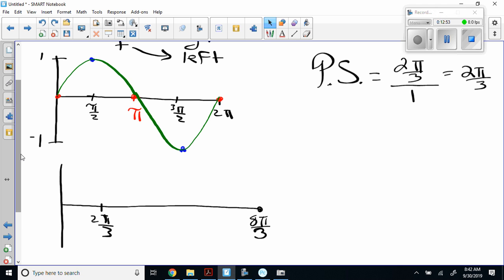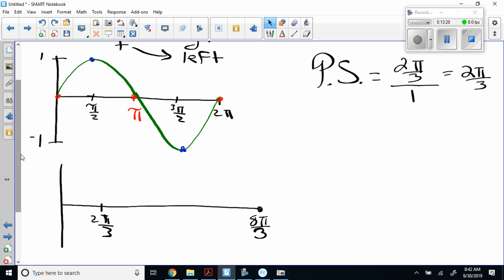Okay, so if I'm at 2 pi over 3 and I go all the way out to 8 pi over 3, what's half between that? I don't know, you tell me. How'd you get 5 pi over 3, Kristen? What's the middle between 2 and 8? How far is it between 2 and 8? 6 places, because the denominator is 3, right?